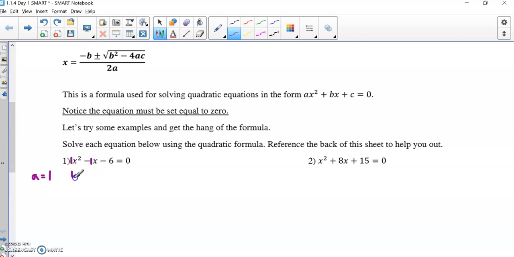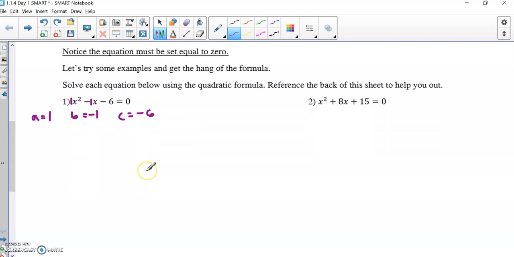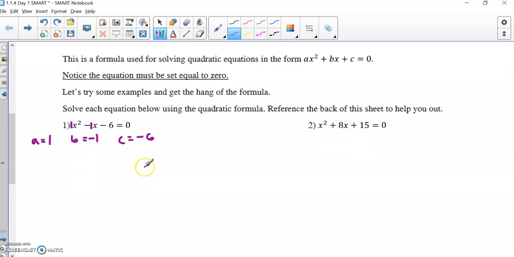And here, again, there's no number, so we can assume there's a 1 there. So B is going to be equal to -1, since there's a minus. Okay, and C is going to be the constant, that doesn't have any x's. That's going to be this guy right over here, -6. Okay, so now we are ready to plug in to our formula.